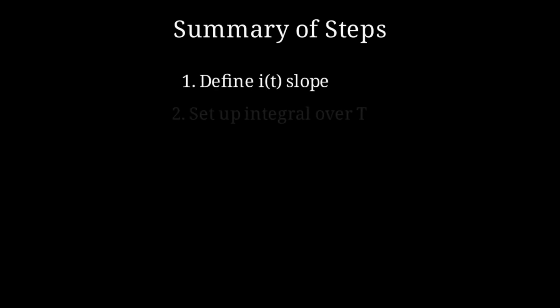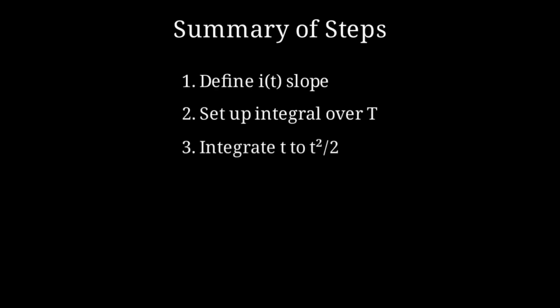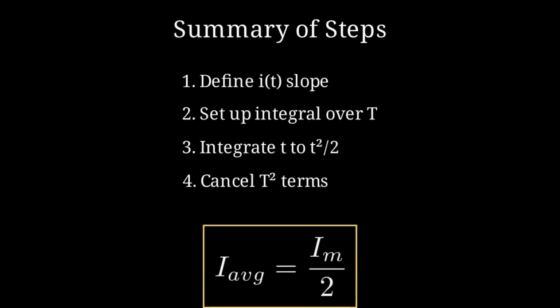To summarize, define the linear function, integrate it over 1 period, and evaluate the limits. For any standard sawtooth wave starting at 0, the average current is always half the peak current.